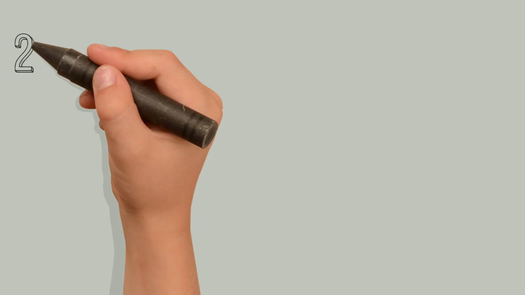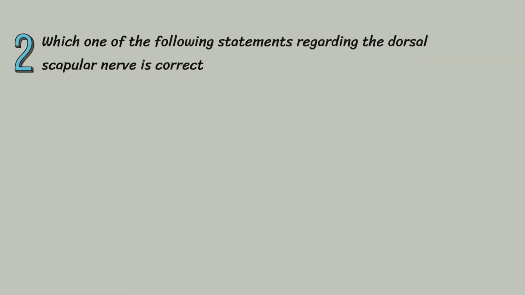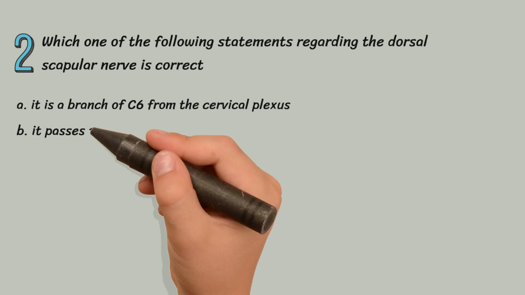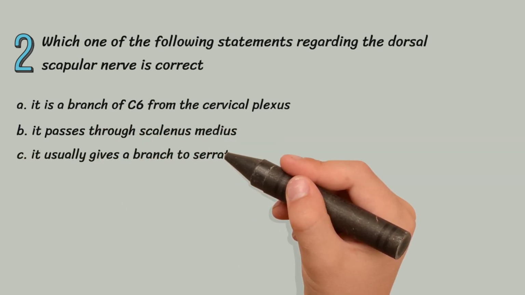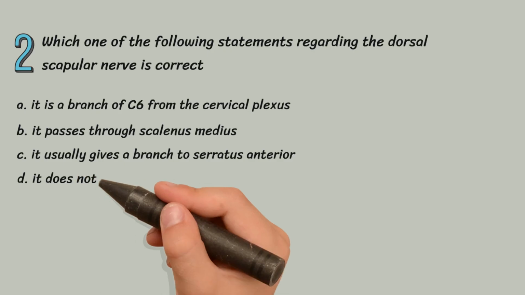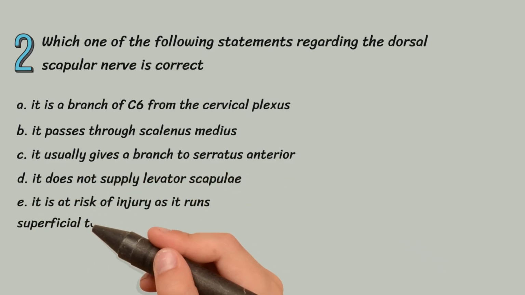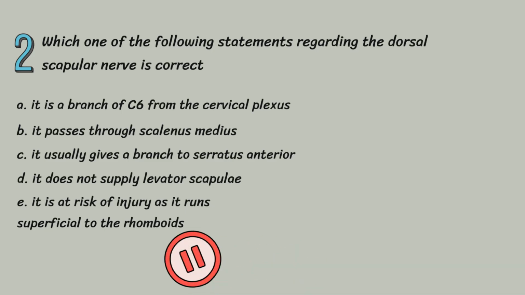And also, we have which of the following statements in regards of dorsal scapular nerve is correct. Now we have an indirect question here. It's a branch from C6 cervical plexus, passes through the scalenus medius, gives a branch to serratus anterior. It does not supply levator scapulae muscle, and at risk of injury, which runs superficial to the rhomboids. Give a pause, give your answer.